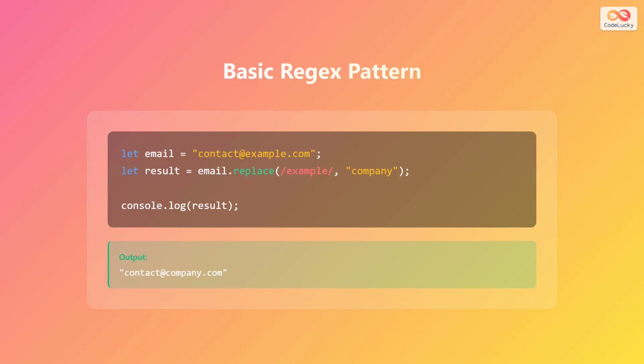Let's explore a basic regular expression pattern. We declare a variable named email and assign it the string contact@example.com. Then we declare a variable result and assign it the result of calling the replace method on the email variable, replacing the regular expression pattern example with company. Finally, we print the result to the console, which outputs contact@company.com. This demonstrates a basic regular expression replacement.